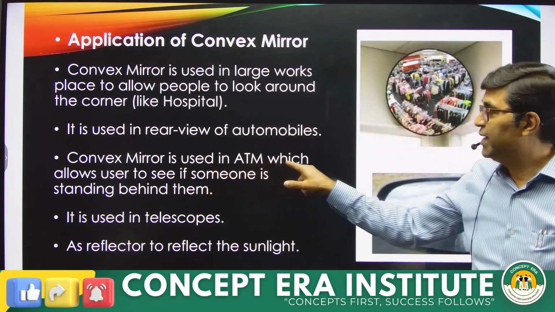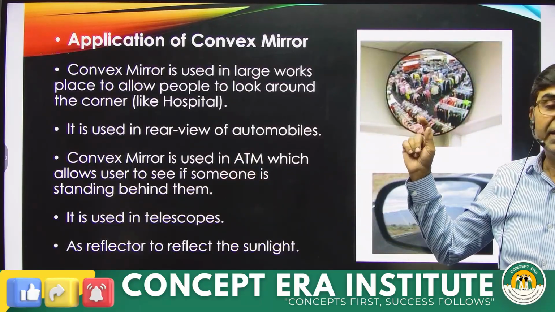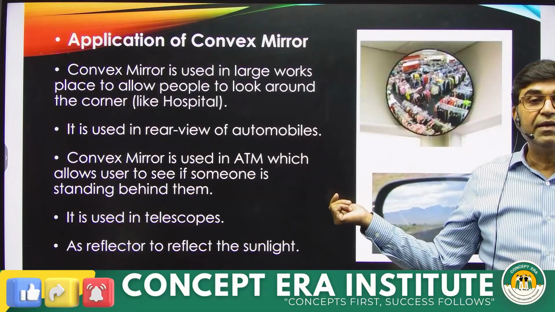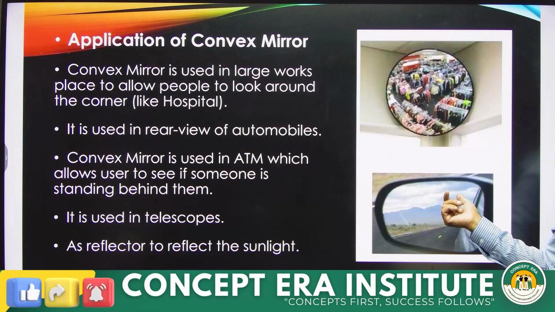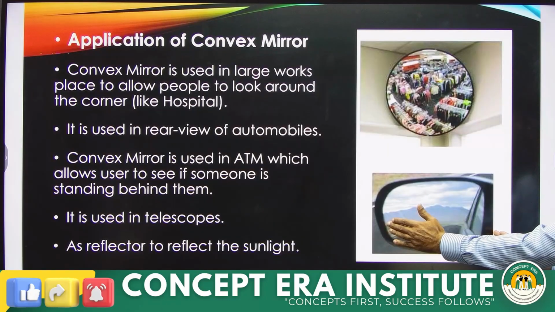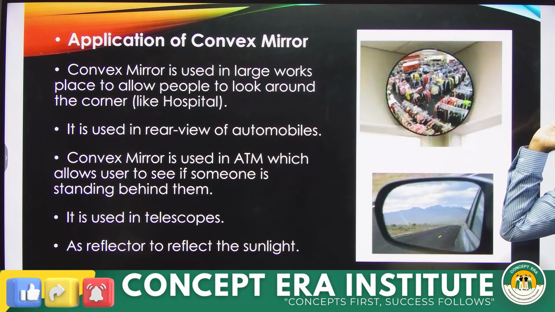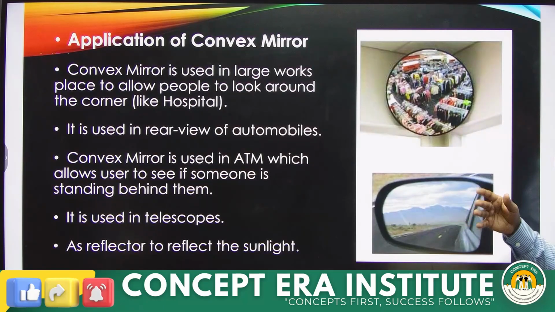Convex mirrors are used in ATMs, which allow the user to see if someone is standing behind them or not. It is used in vehicles as a rear view mirror. Like this, you can see this is the rear view mirror and it is covering the whole of the road, but the image formed will be smaller. That's why every rear view mirror has a message printed on it: the objects in the mirror are closer than they appear. Because the size is small, you may perceive that the vehicle coming from the back side is farther away, but this is not actually the case. It is much closer than you expect.